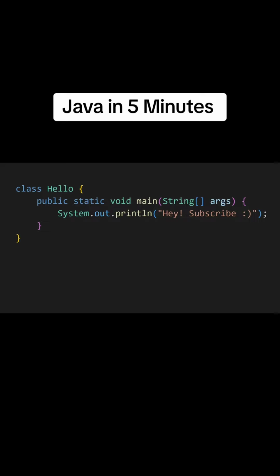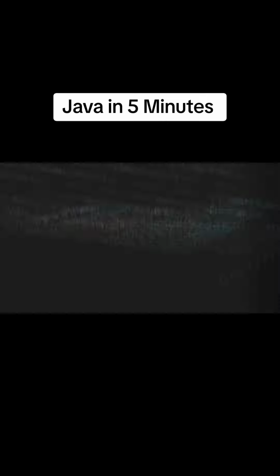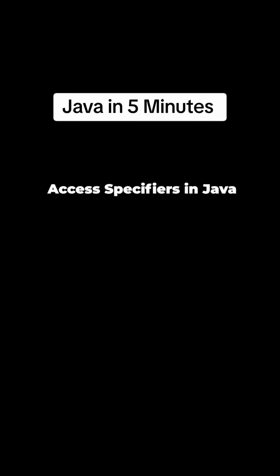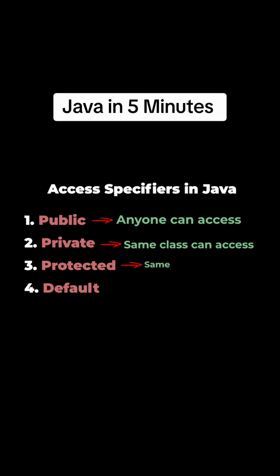Now, you might wonder about public and static. Public is an access specifier which controls who can access this main function. There are 4 main access specifiers in Java: public, private, protected, and default. Public means anyone can access it. Private means only the same class can access it. Protected means it can be accessed within the same class and its subclasses. And when you don't specify any access specifier, it defaults to package-private, which means it can be accessed by anyone within the same package but not from outside.